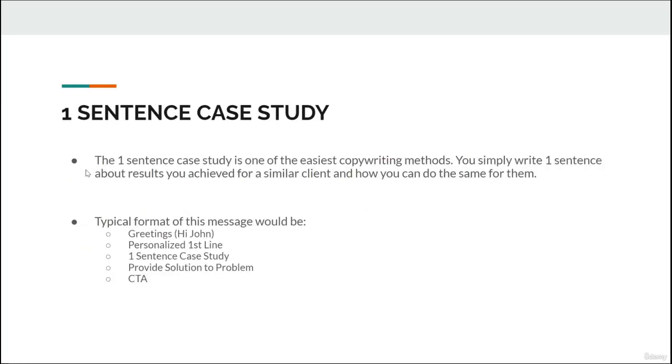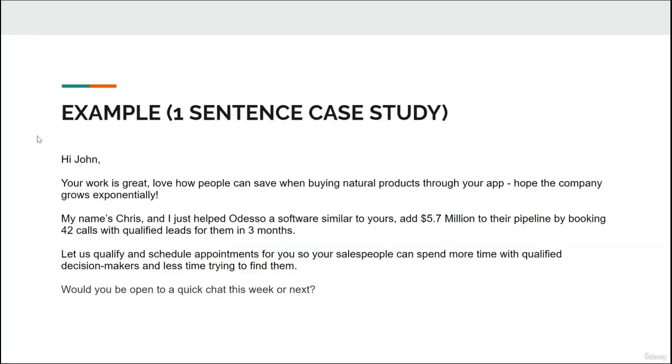And now we're going to go to the next formula, which is called the 1-sentence case study. So the 1-sentence case study is one of the easiest copywriting methods. You simply write 1 sentence about results you achieved for a similar client and how you can do the same for them. So this is the typical format of this message. You would do a greeting, then a personalized first line, then write a 1-sentence case study, and then provide a solution to the problem. You're the solution, and then just do a CTA. This is an example of that.